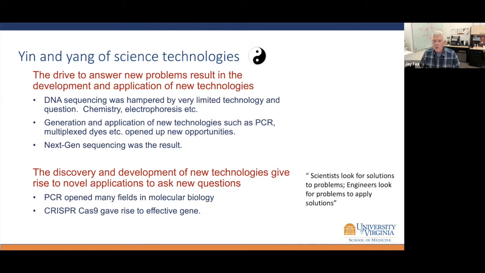And as I've always heard said, scientists look for solutions to problems, engineers look for problems to apply solutions. So there's always this yin and yang, if you will, between the two fields, which I find fascinating. And that synergism, I think, pulls everybody forward in science.